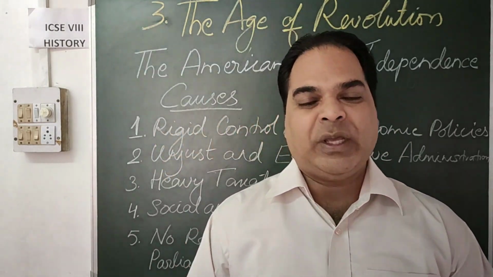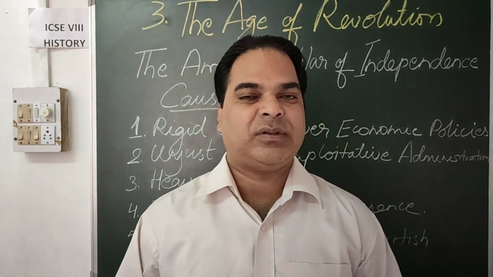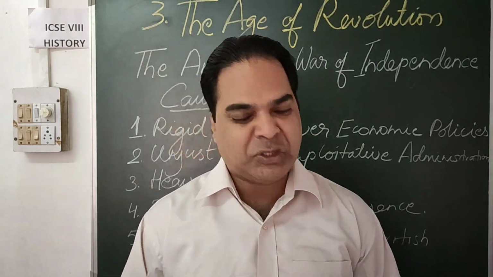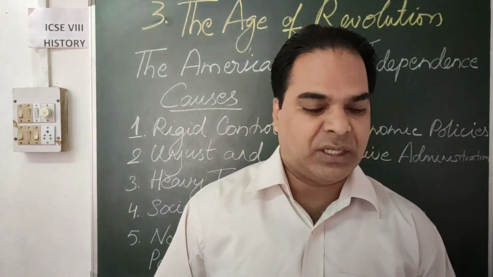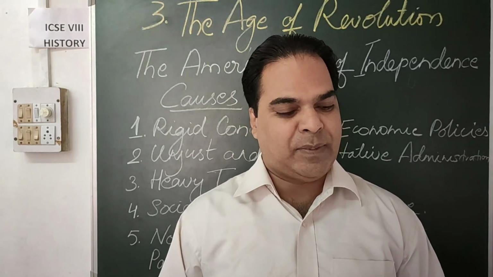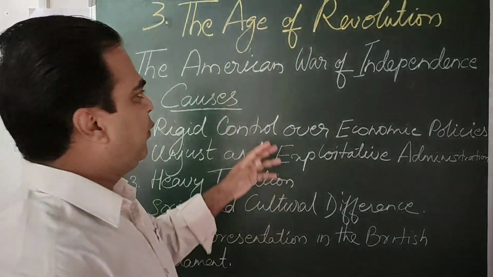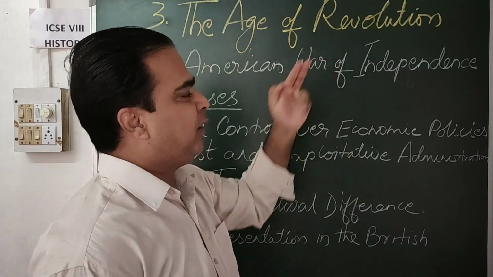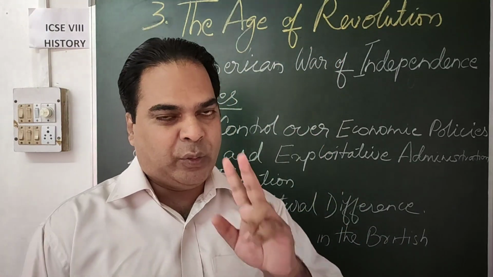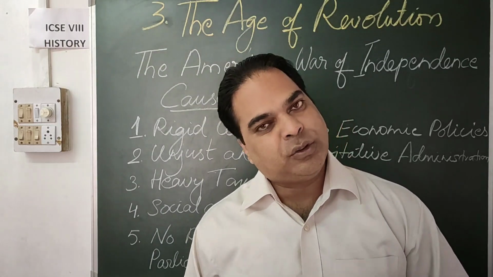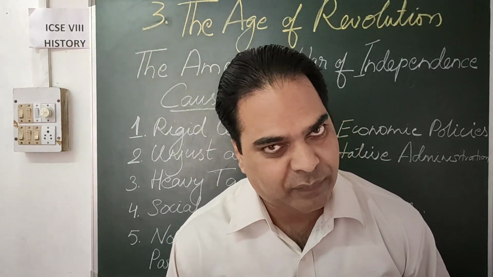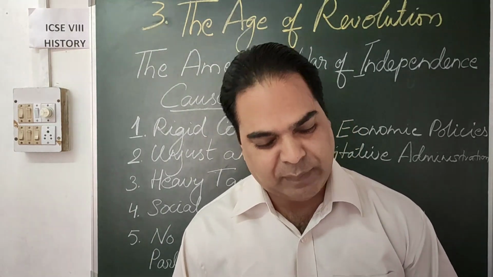So today I am going to teach you chapter number 3 from history, which comes under the growth of nationalism, and the name of the chapter is Age of Revolution. So today we are going to discuss Age of Revolution. In this chapter we will be discussing two topics, that is American War of Independence and the French Revolution.